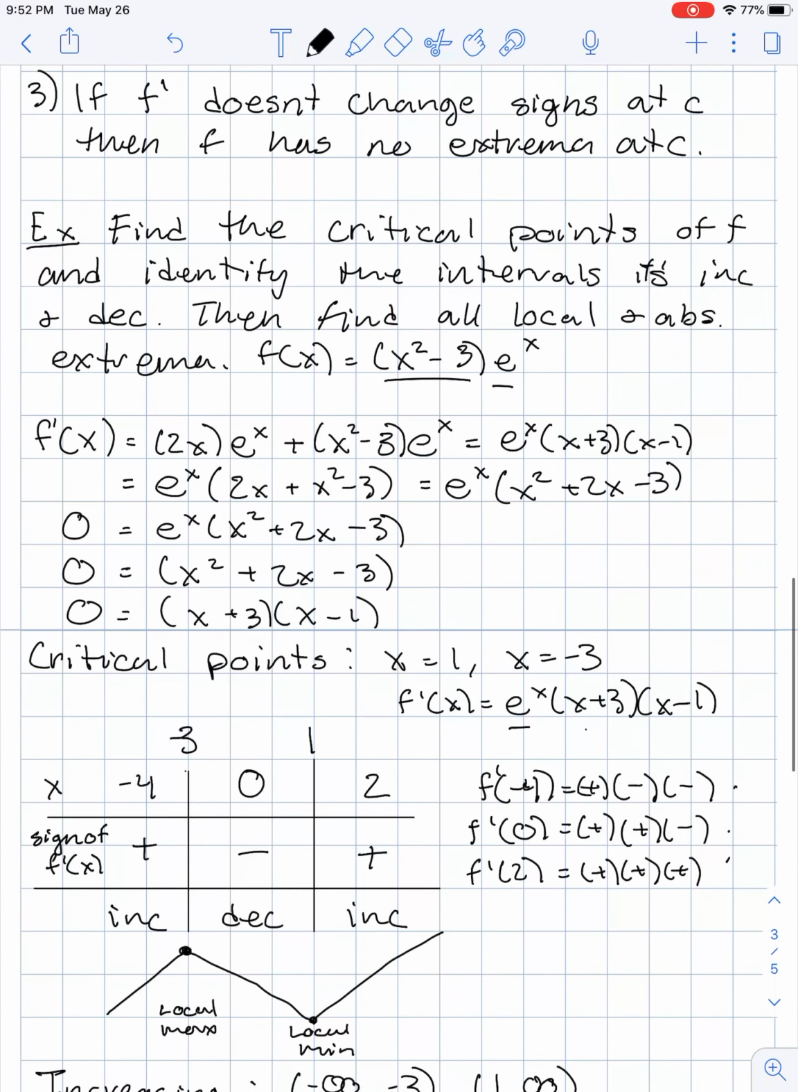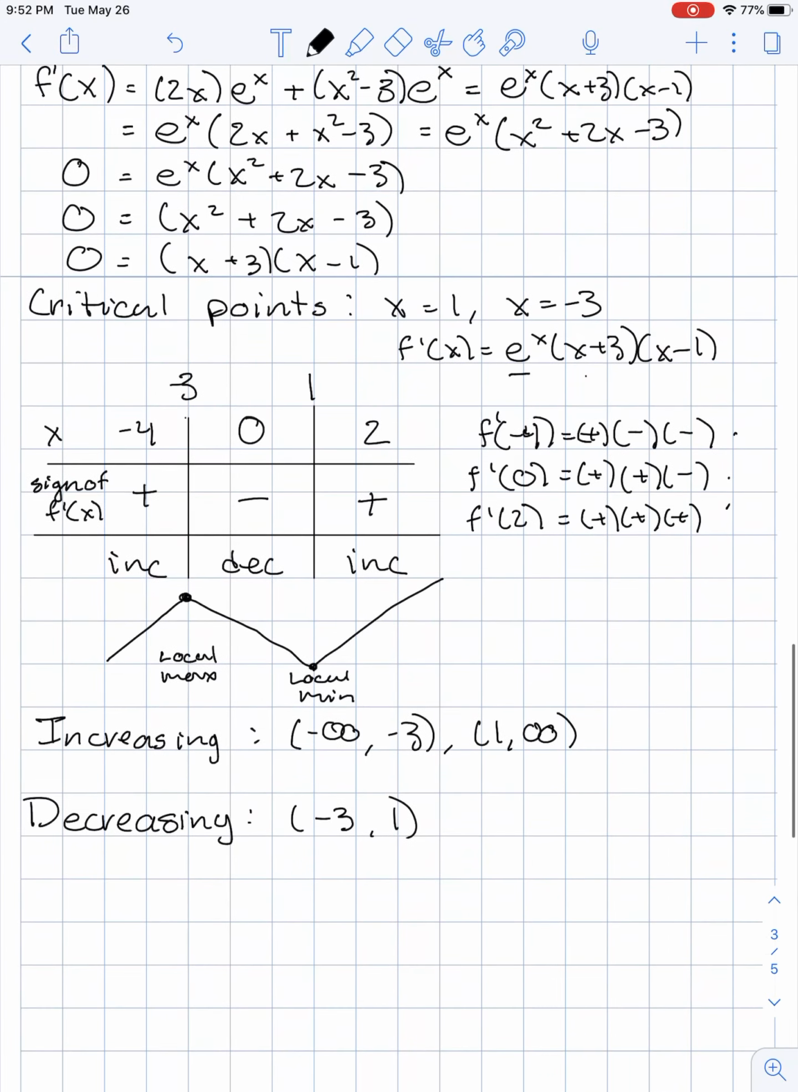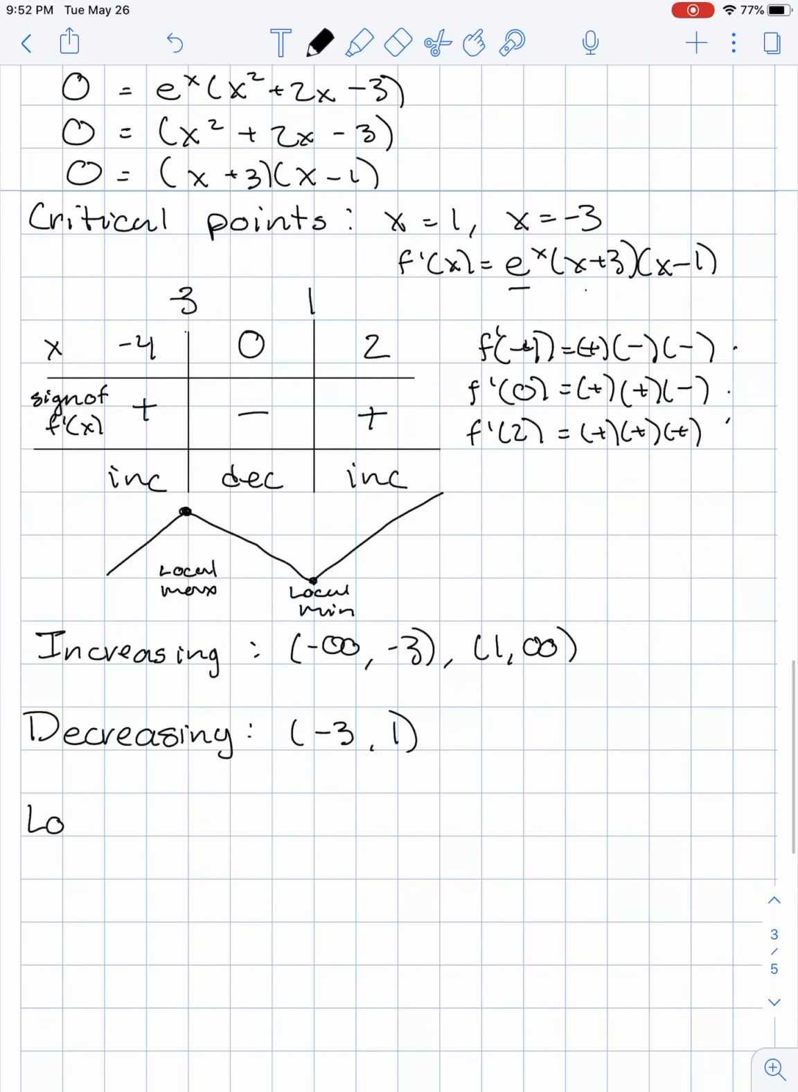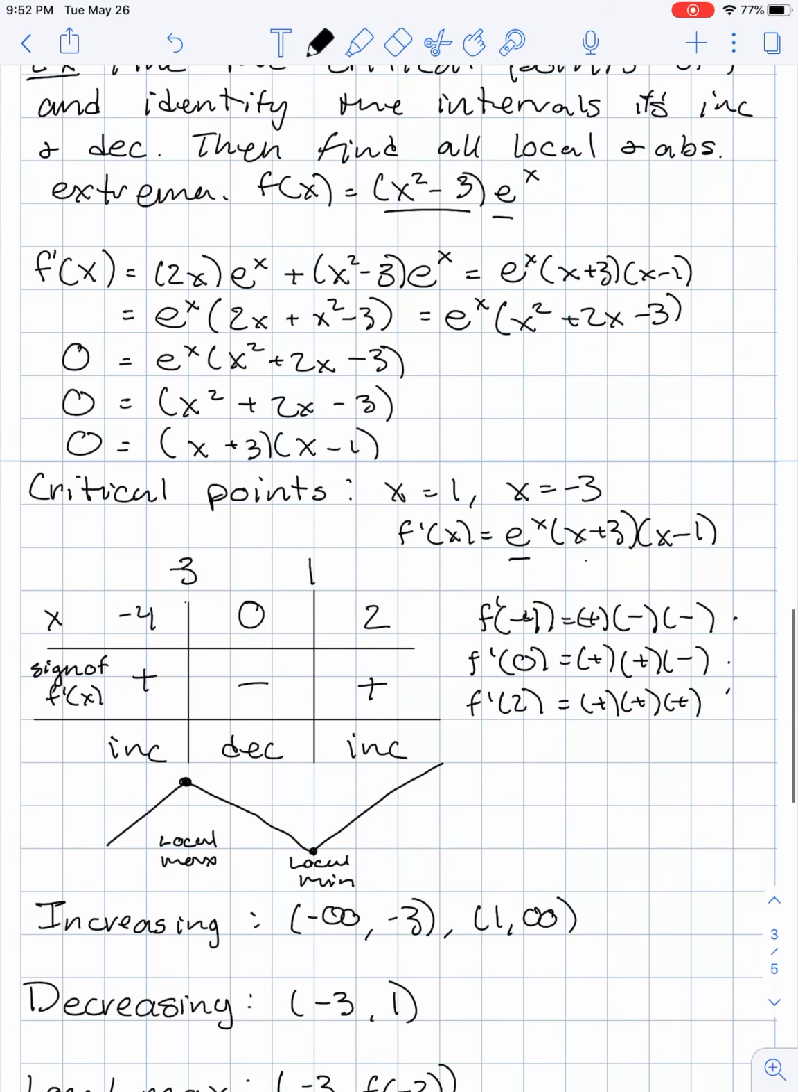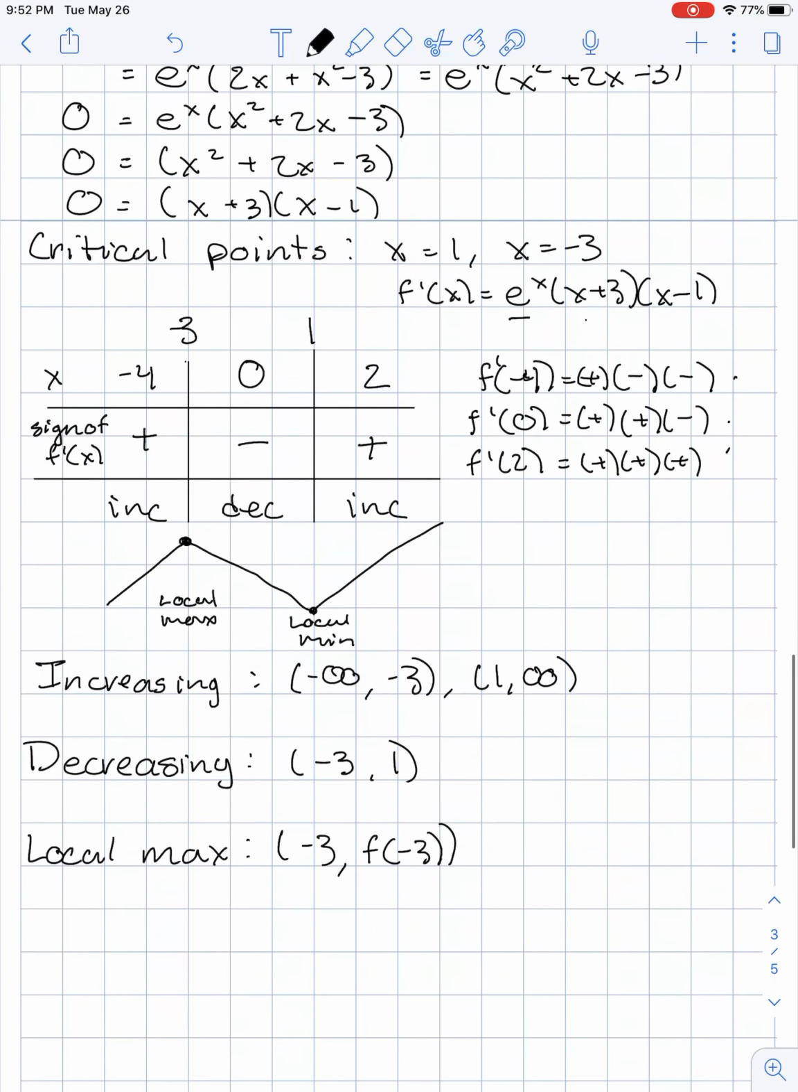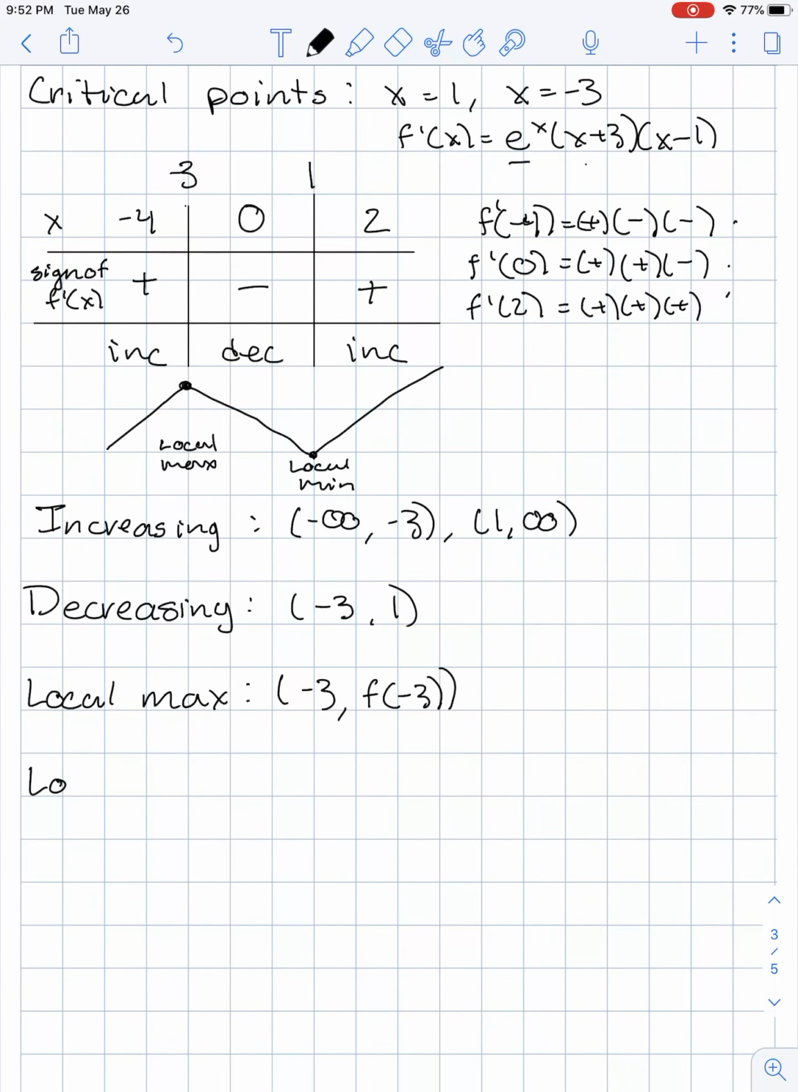So then we can say, find all local and absolute extrema. Cool. So I know I have a local max at -3, f of -3, which is, I don't feel like doing that. And we'll have a local min at 1, and if I plug in f of 1.